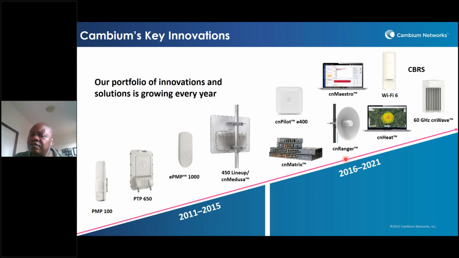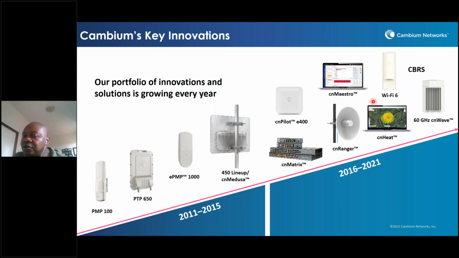Then we also have a fixed LTE called the CN Ranger in 2.5 and 3 gig frequencies. This is for fixed applications, so no mobility, no nomadicity. Talking about nomadicity, on the 450i and 450, we have the ability to do nomadicity.